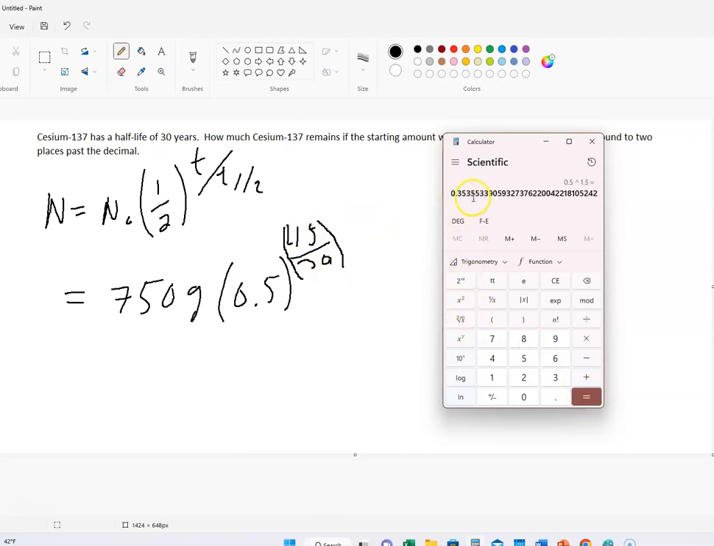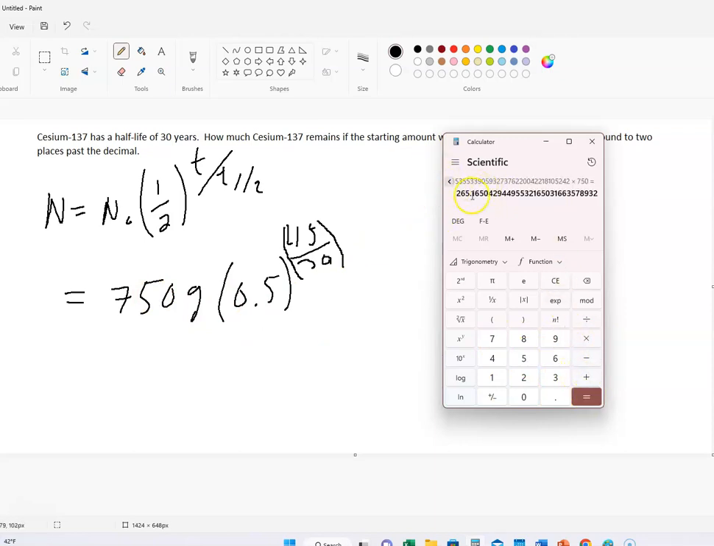We multiply this fraction, which is approximately 35%. So roughly 35% of this 750 is going to be left over. Let's get the exact amount. It says to round to two places past the decimal, so we're going to multiply that times 750, because that's our starting amount.